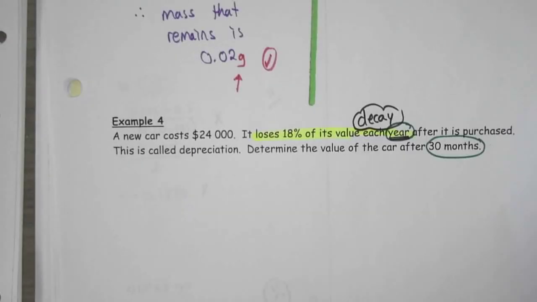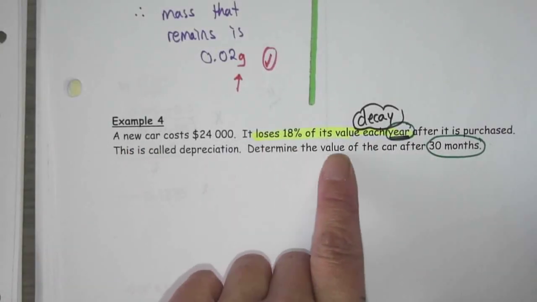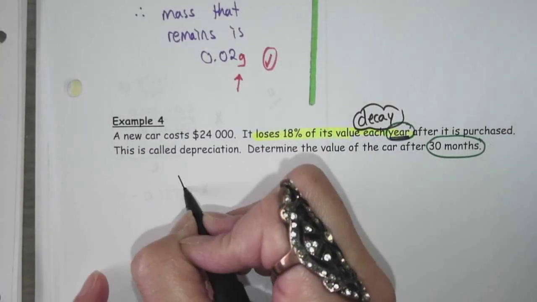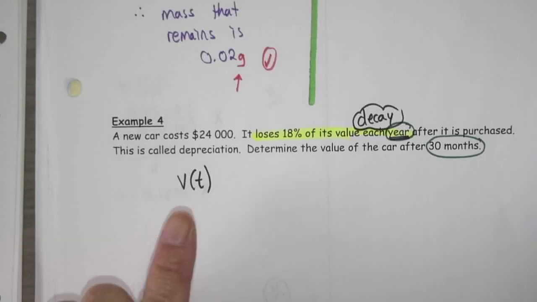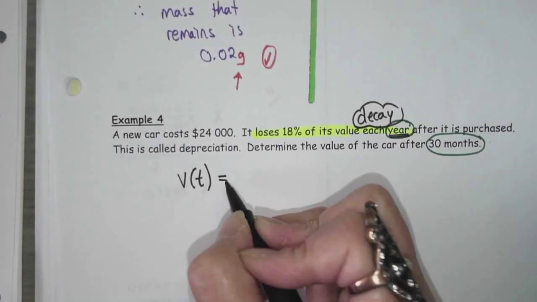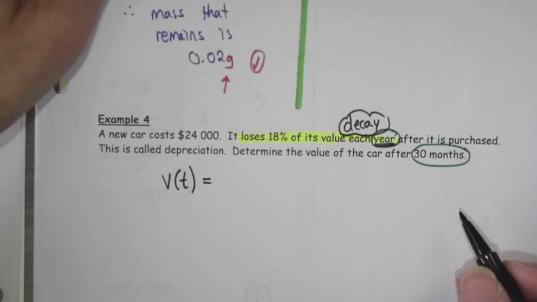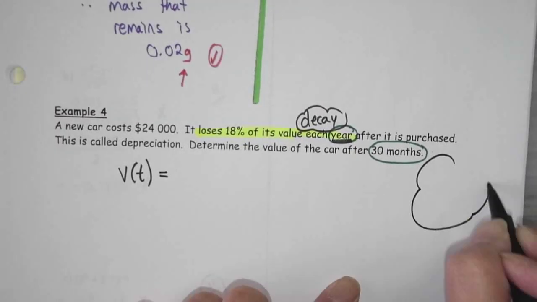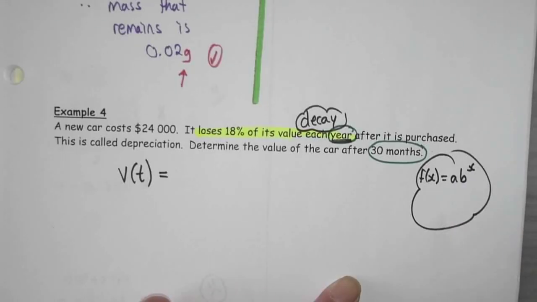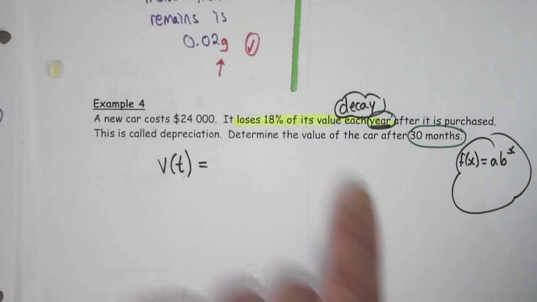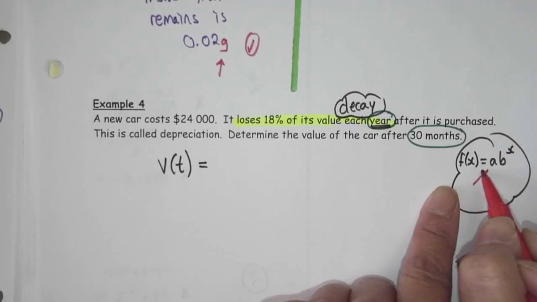First, we get to set up an equation. So we want to determine the value of the car. I'm going to go V at t. We're going to use some beautiful function notation because we know how to use that now. So value at t equals. We know that the general form was f of x equals a times b to the x. We talked about that on the other page. A is the initial.